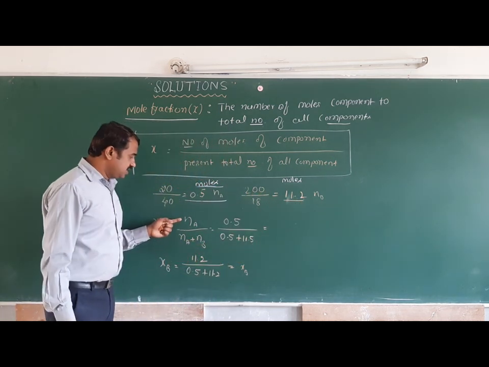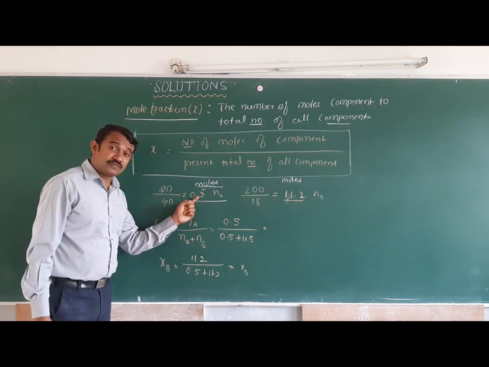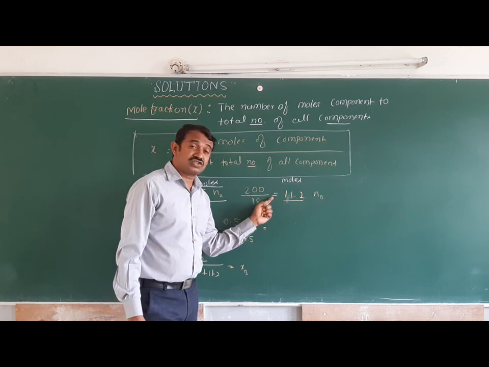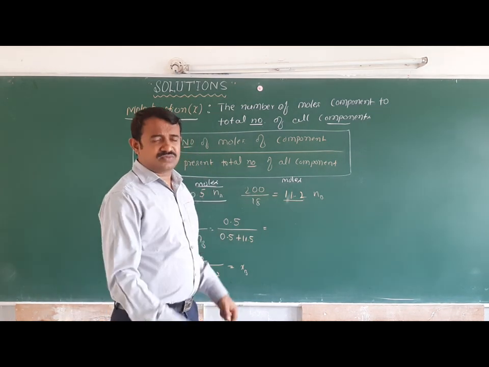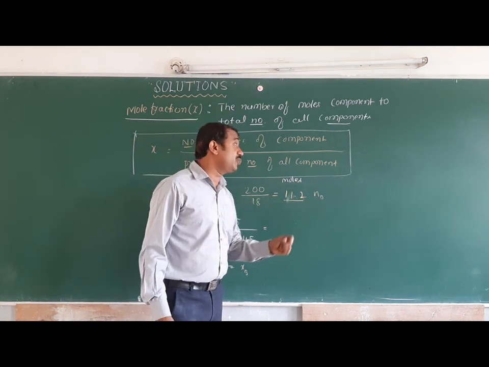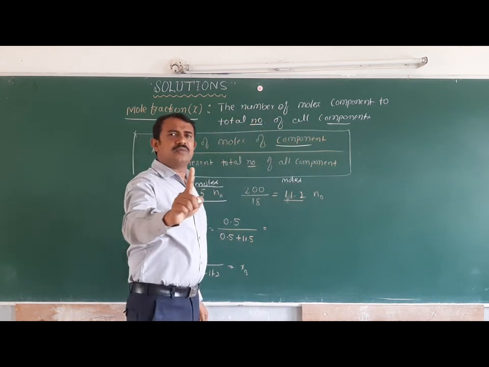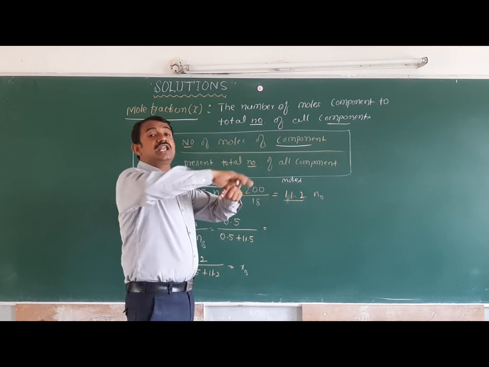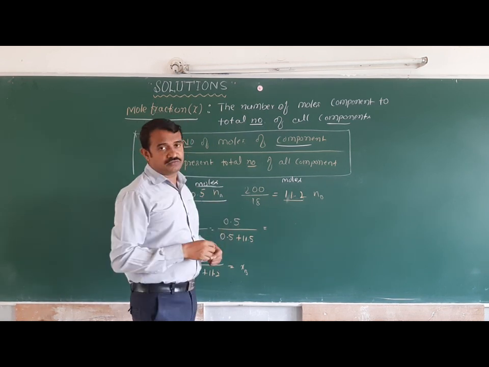This is Na divided by Na plus Nb. Na means mole fraction of solute, Nb is mole fraction of solvent. If there are more than 3 components, 4 components, here A, B, C, you have to do the same. That's why we have mentioned the number of moles of a component present in the total number of moles of all components A, B, C, that is called the mole fraction.